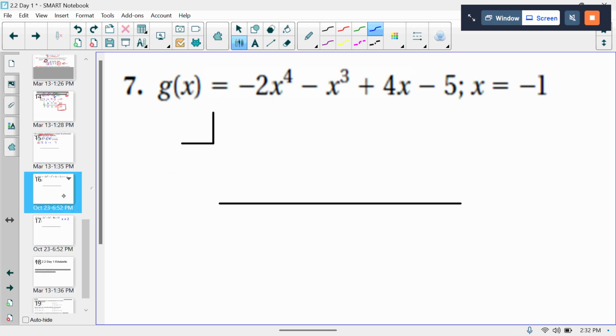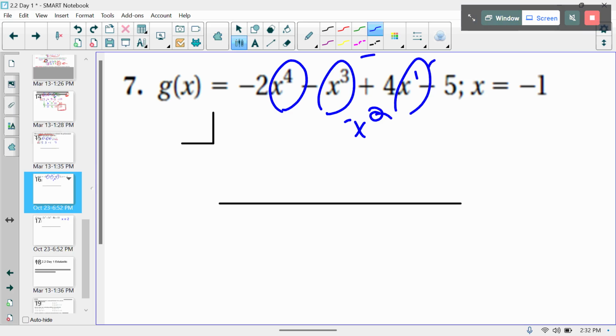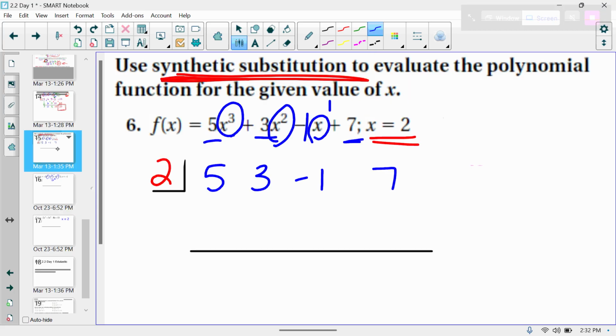Like real quick, if I went to this one, just check x to the fourth, x to the third. There is no x to the second. It skips right from 3 to 1, right? That means that the x to the second has a coefficient of 0. If it's not there, okay, you would include it. But this one's easier because we don't have that. There's none missing. Okay, so see if you're getting the process.